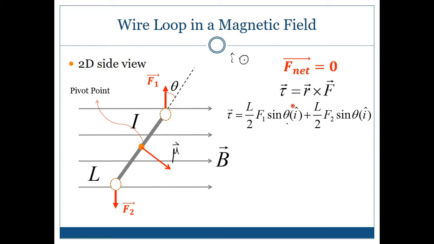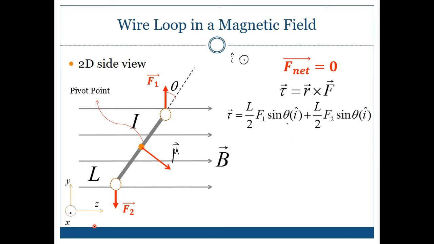This i hat vector is actually a vector that is pointing out of the page. So the torque vector for the first one is pointing out of the page, which actually, if you use your right hand to show the direction of this i hat, your fingers will show the direction of rotation, which is going counterclockwise in this case. And for F2, the same thing will apply. L over 2 is R, the length, force, and sine of the angle in between.